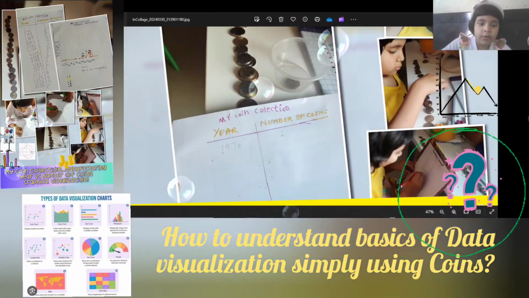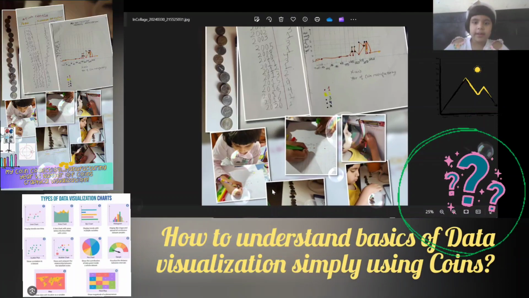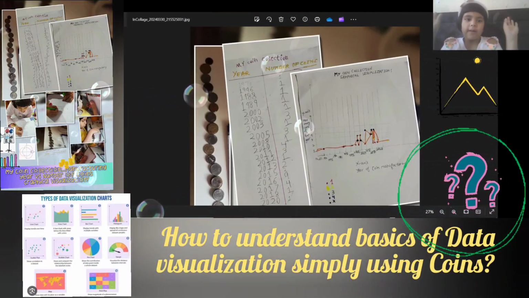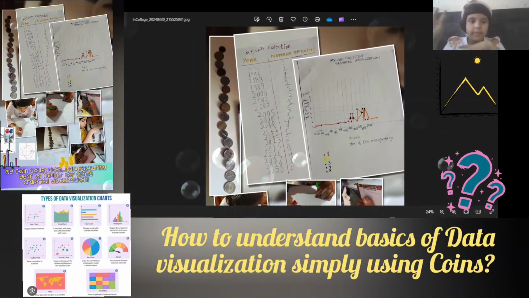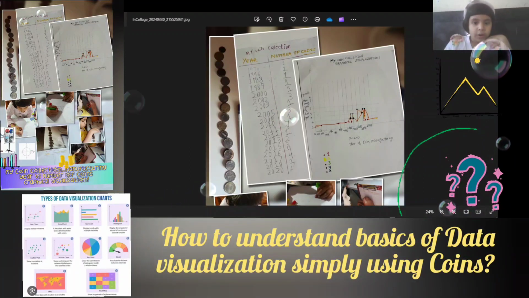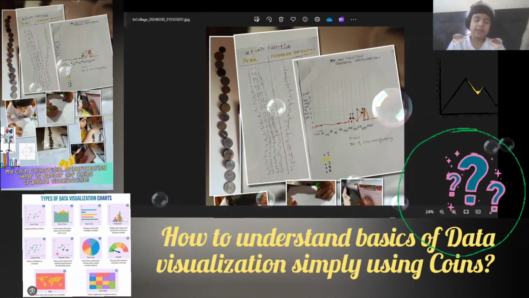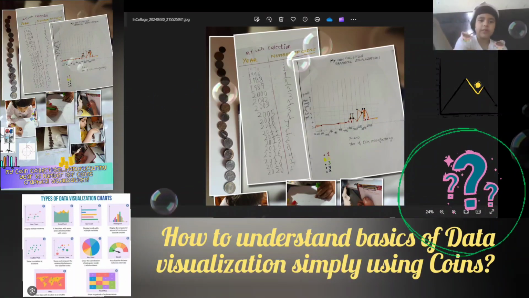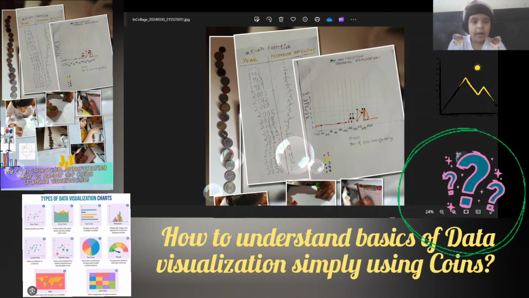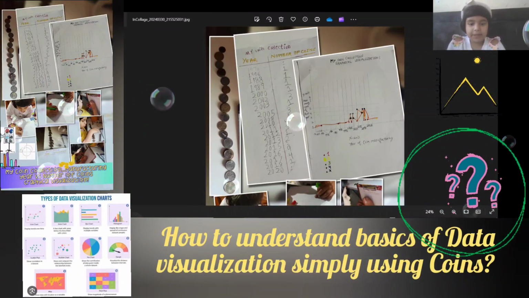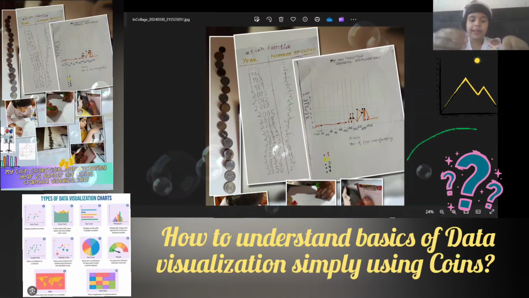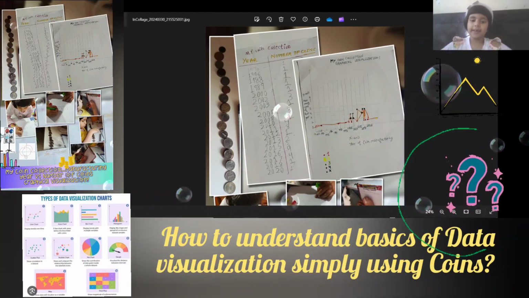And here I collected and measured the year. I've stacked them in order. So at the top you can see is the oldest coin, which was made back in 1970, and the newest coin is made in 2020.